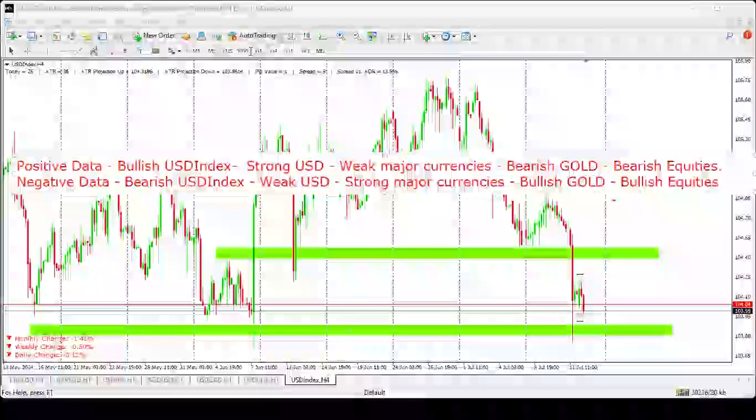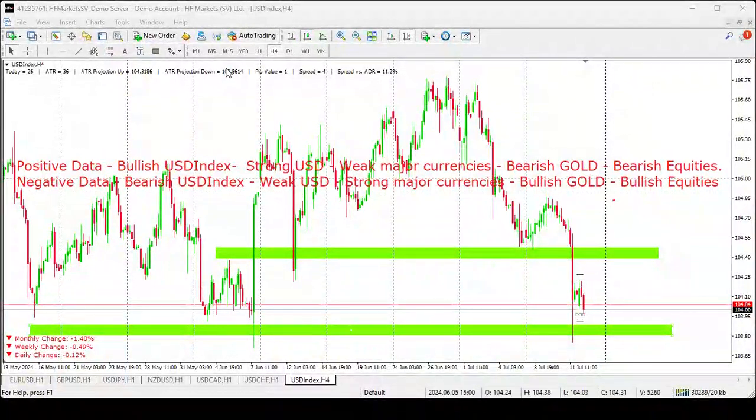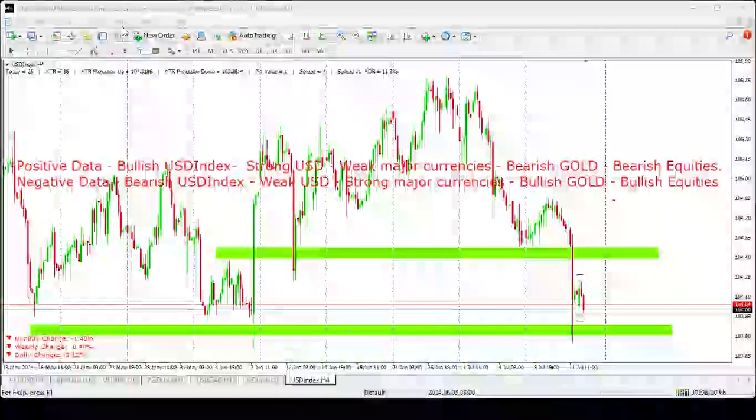Someone just asked me a question. How do you trade USD index without pairing it? How do you trade copper? It does not have a pair. How do you trade US oil? It does not have a pair.